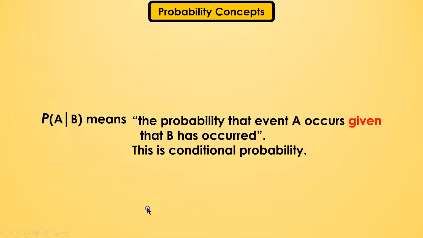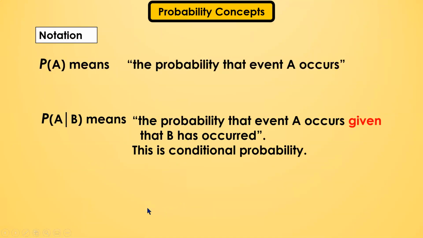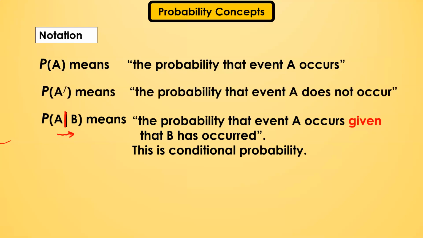Okay, so just a little bit of notation. Obviously, P(A) means the probability that event A occurs. What we've got now is the probability of A given B. So that vertical line means given, or is the conditional probability. So it's the probability A occurs given B. You say it in order, from left to right. It can get confusing which one is the condition and which one is the event we're interested in. And also we've talked about the complement of A.